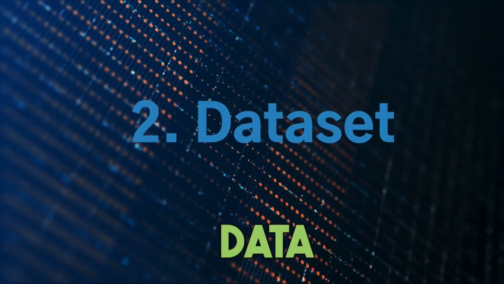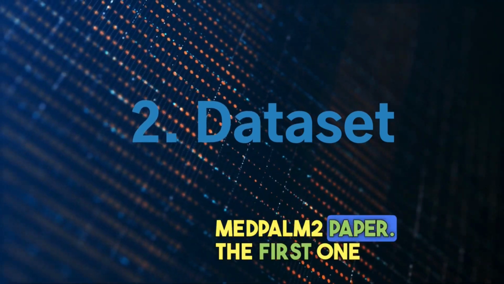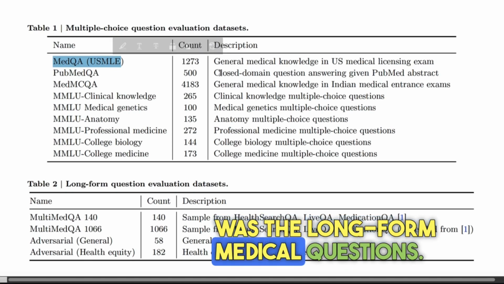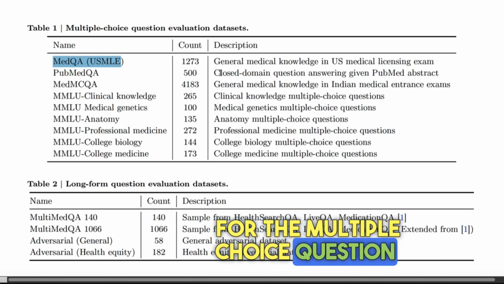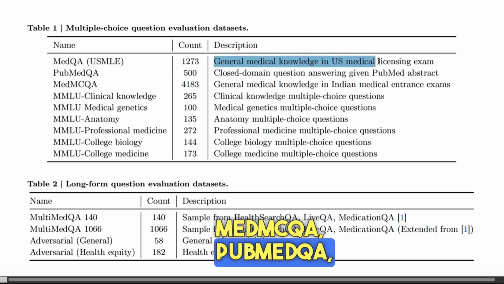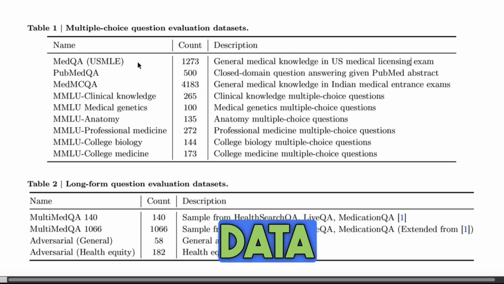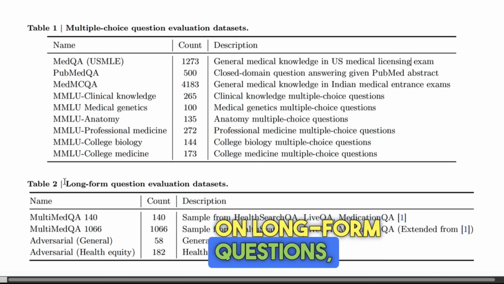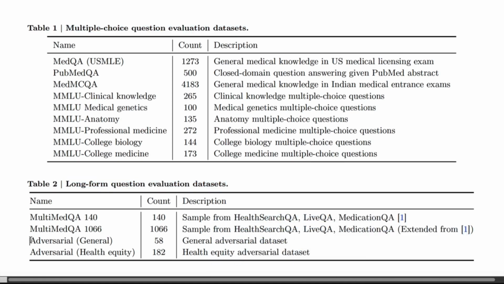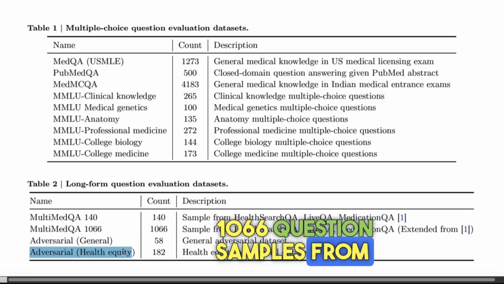There were two main kinds of datasets that were used in the MedGemma 2 paper. The first one was the multiple choice questions dataset. The second one was the long form medical questions. For the multiple choice question dataset, they used MedQA, MedMCQA, PubMedQA, and MMLU clinical topic dataset. For evaluation on long form questions, they basically collected datasets from MultiMedQA consisting of 1066 questions sampled from different sources.